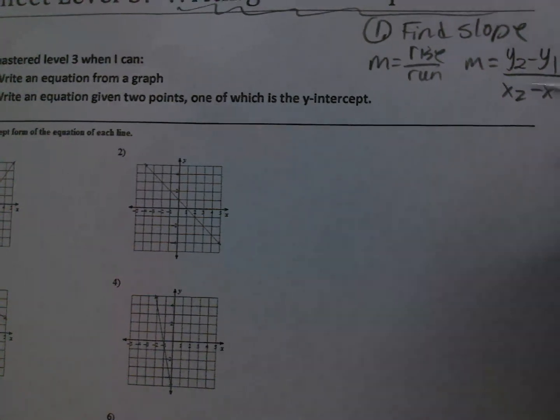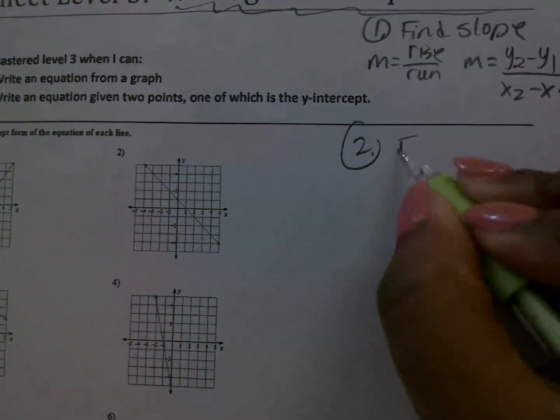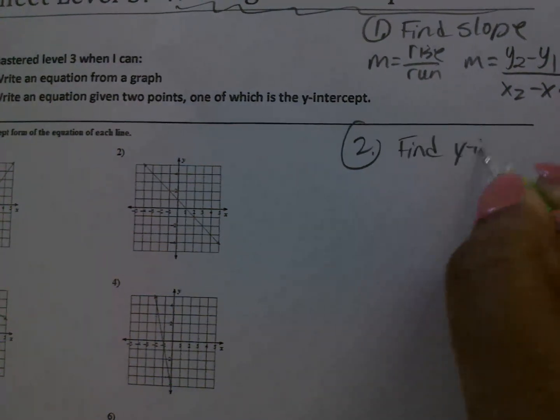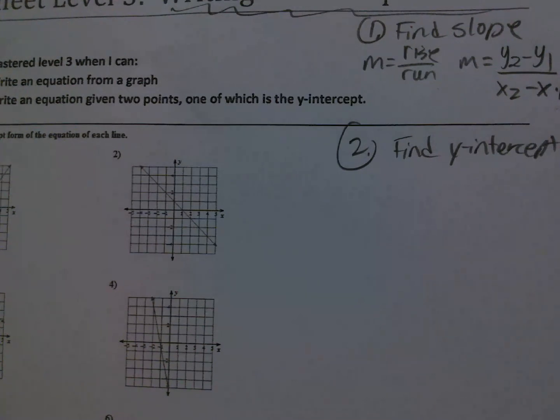Perfect. What's the second step that we talked about? After you find the slope, what's the next thing that you have to find? Somebody different. Table 1, I haven't heard anything from you all. Find the y-intercept. Very good. There are 2 things that you can do to find the y-intercept. What's one of those things? What is the y-intercept anyway?